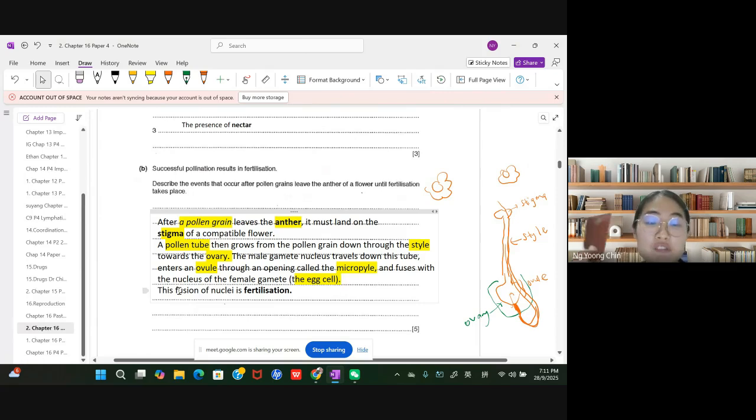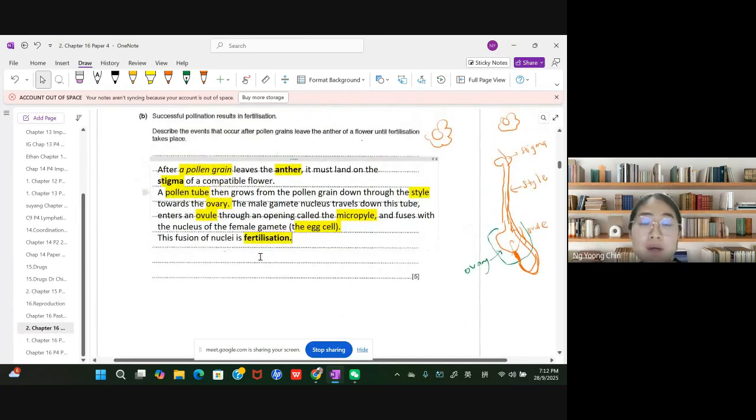So this fusion of nuclei is called fertilization. Okay, it's called fertilization. You know what I mean by fertilization? No? Fertilization is known as 受精, which involves the fusion of male and female gametes. Okay, fusion of male and female gametes. So it's the same in humans and also the same in plants, okay? Because it's a process in which they carry the male gametes to fuse with the female gametes.